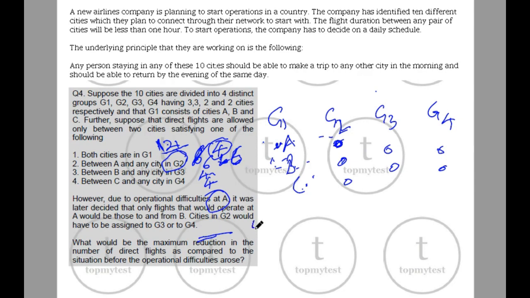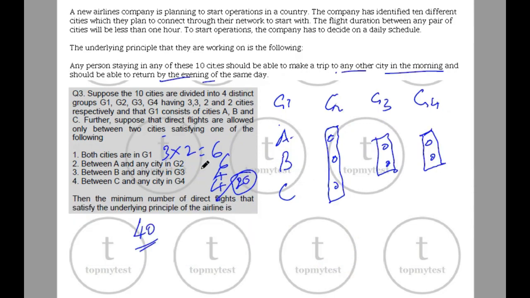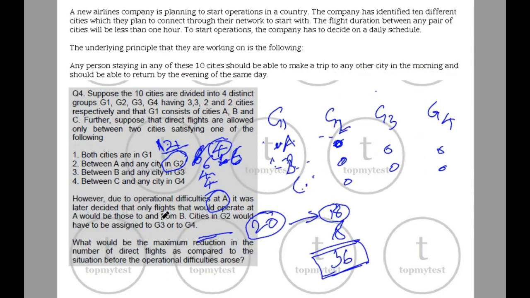Now when you schedule, 18 in the morning will mean 18 in the evening, so 36 overall flights. Previously we had 40 overall flights, now it has become 36. Maximum reduction will be 4. That will be your correct choice. The only change which is happening is in the first case. Instead of going to A, they have got a new place.